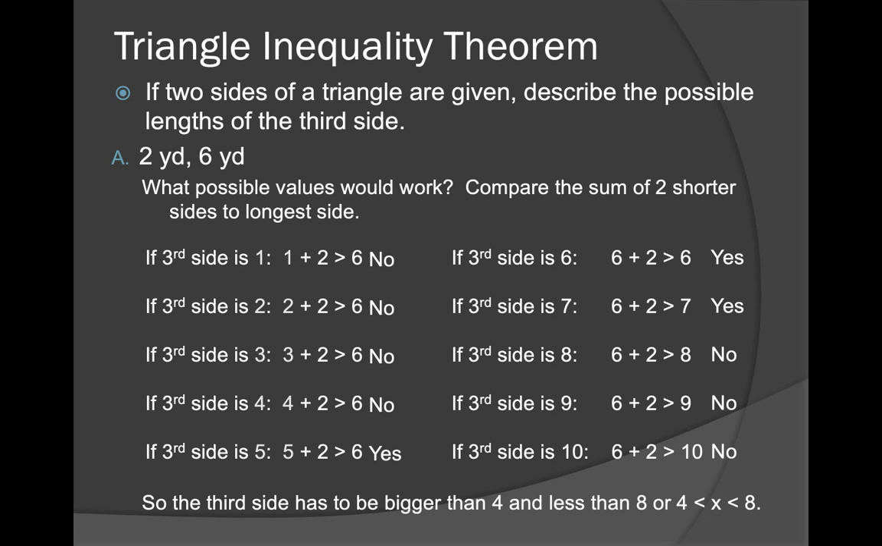So the third side has to be bigger than 4, which we found in the chart here, but it has to be less than 8. So they've written this out as an inequality, showing us x is representing that third side and putting that there.